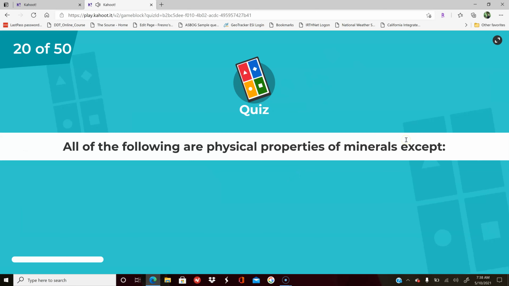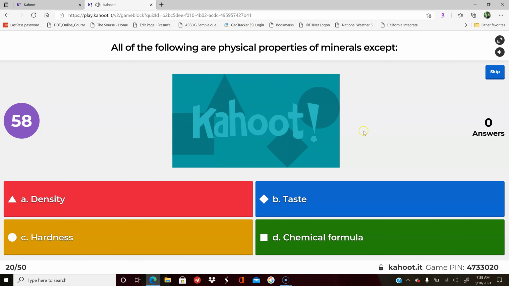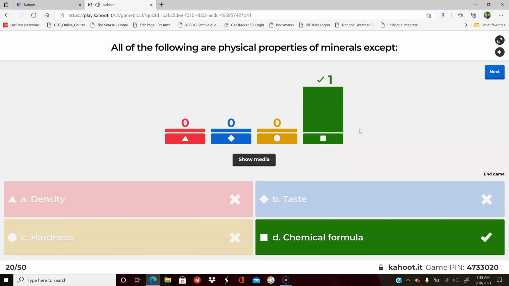All of the following are physical properties of minerals except density, taste, hardness, chemical formula. Okay, we have keywords here. Physical properties, chemical formula. So physical properties do not mention anything about the chemistry of a mineral. These are all physical properties, okay? So there's a difference. The chemical formula is not a physical property of a mineral. It is a property of the mineral, but it is not a physical property.